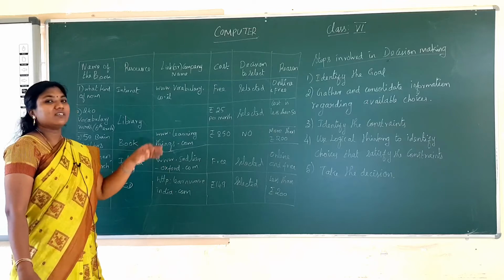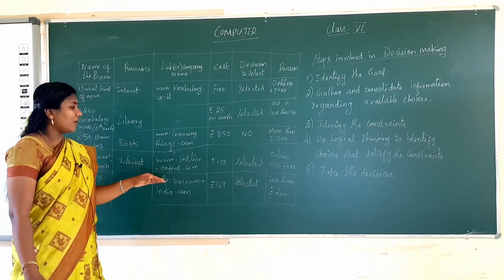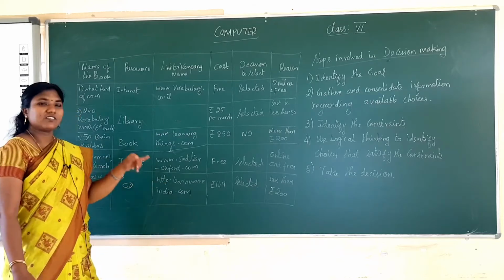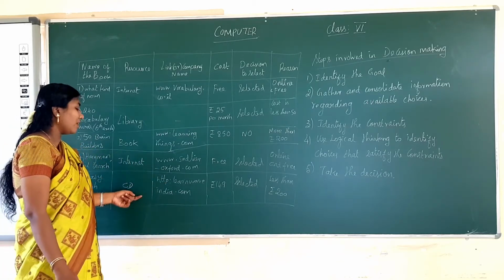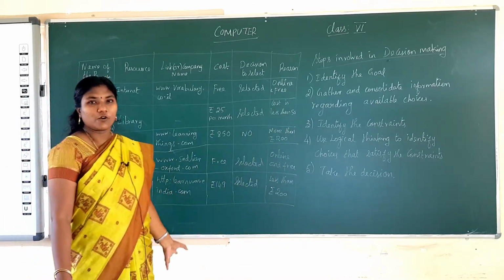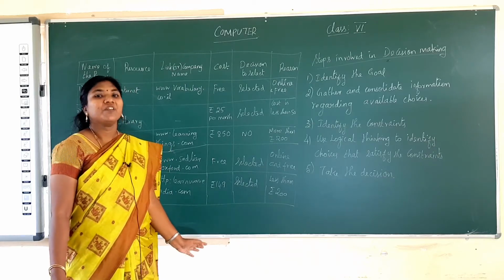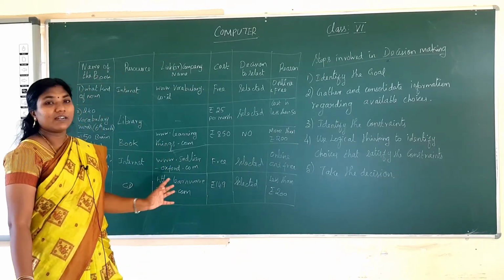The third book is very much costly, so I have not selected it. And the fourth one also I have selected through the internet, and it is also online and free. And the fifth one I have got as a CD, which is also less than rupees 200, which is acceptable. So that's why I have selected it. Okay, so these are the steps involved in decision making.